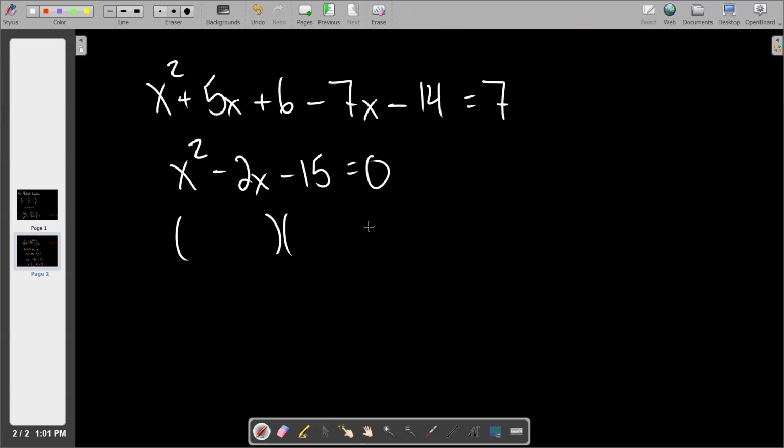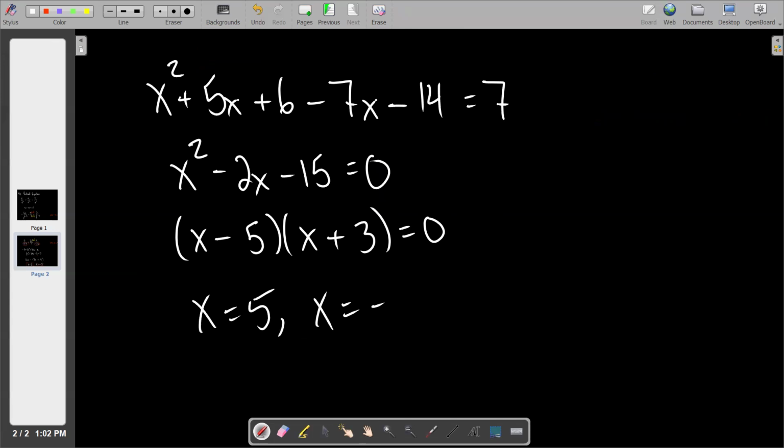So what are these going to be? I think we're going to want to do minus on the 5, like that, just to make sure it balances correctly. So your answers are going to be 5 and negative 3. The negative 3 makes bad things, right? Yep.